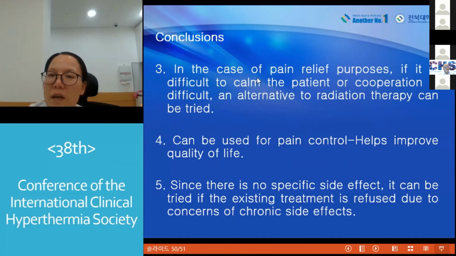In the case of pain relief purposes, if it is difficult to calm the patient and the operation is difficult, an alternative to radiation therapy can be tried. And hyperthermia can be used for pain control and helps improve quality of life. Since there is no specific side effect, it can be tried if the existing treatment is refused due to concerns of chronic side effects.